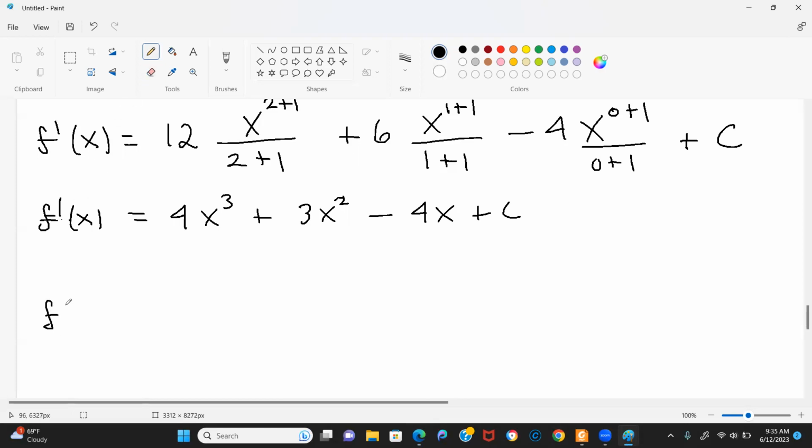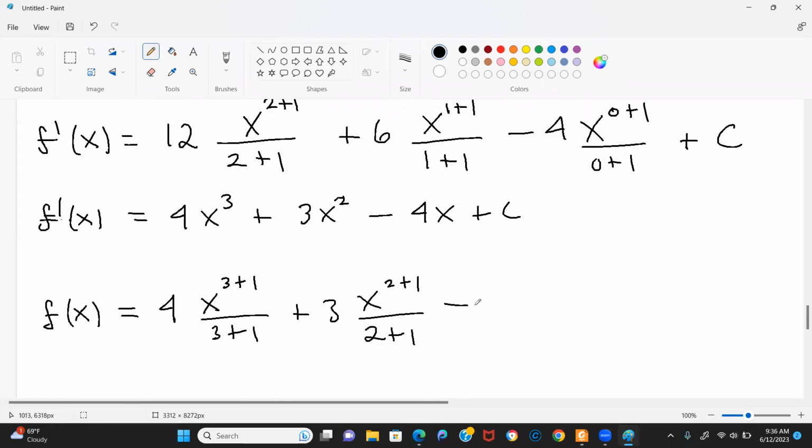So now for f of x, we're going to anti-differentiate one more time. So I just do the same sort of process. So I ignore the coefficients. So it's going to be 4 times x to the 3 plus 1 over 3 plus 1, plus 3 times x to the 2 plus 1 over 2 plus 1, minus 4 times x to the 1 plus 1 over 1 plus 1. And now, again, I have this constant c, so I can just throw an x to the 0 if I want. So this will be c times x to the 0 plus 1 over 0 plus 1.